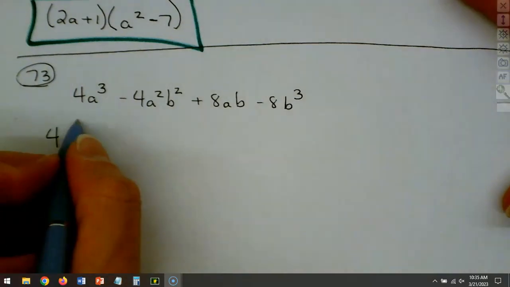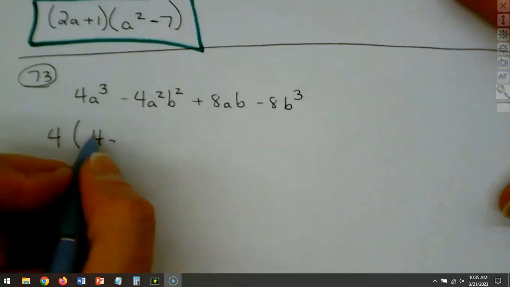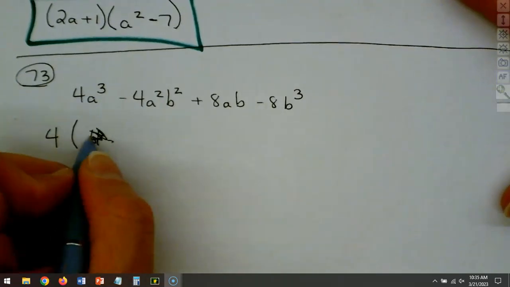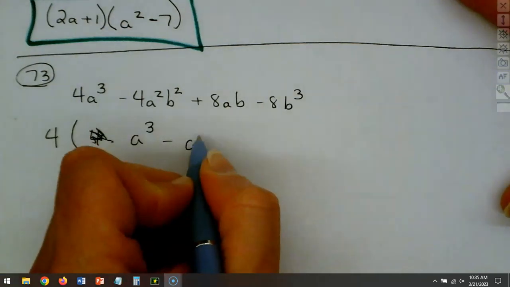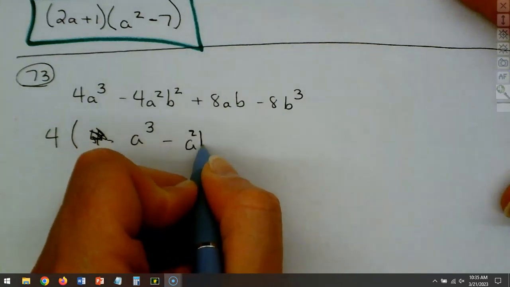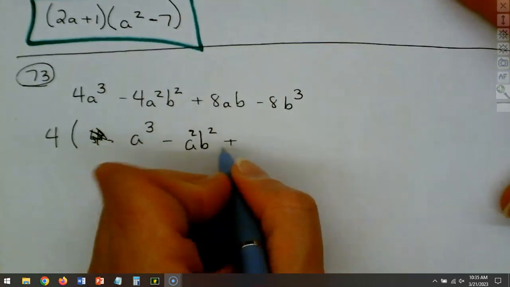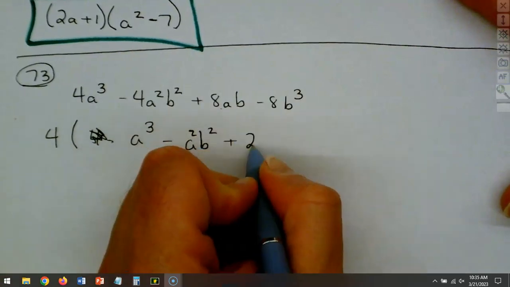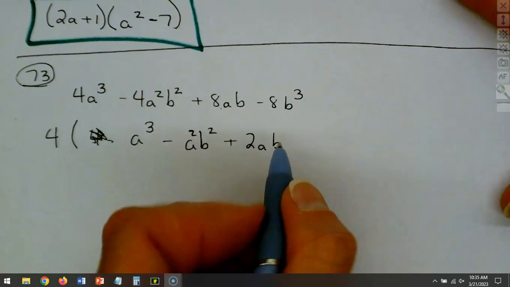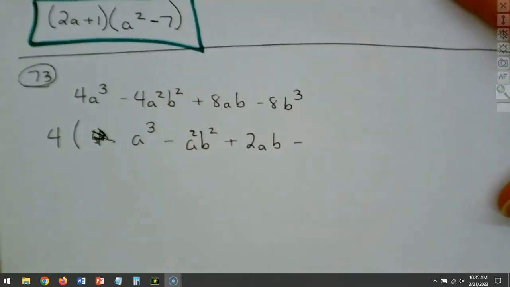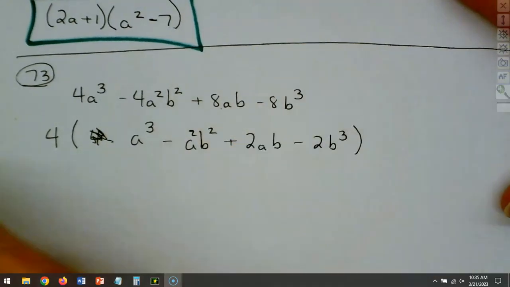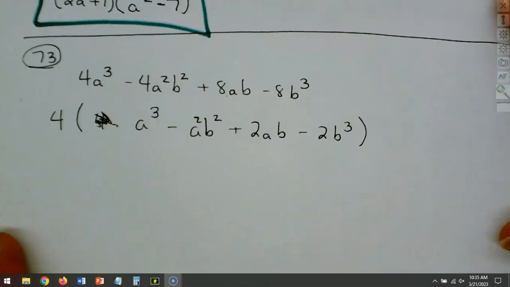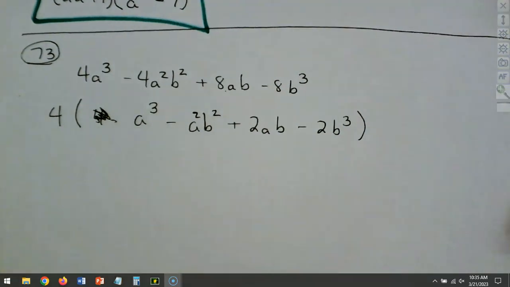That leaves, let me write it here. That leaves you with a cubed, right, because that 4 came out, minus a squared b squared. What about the 8? Well, 8 divided by 4, that leaves you with a 2ab. And minus 8 divided by 4, that leaves you with a minus 2b cubed. And I just put parentheses, so remember, this 4 is out in front. Now, let's factor this by grouping.